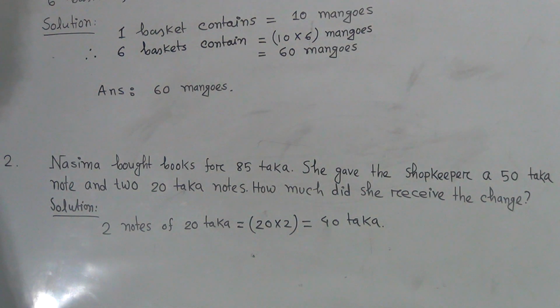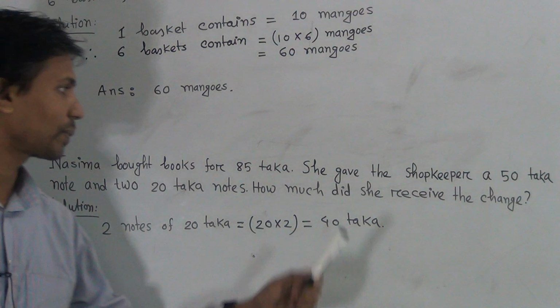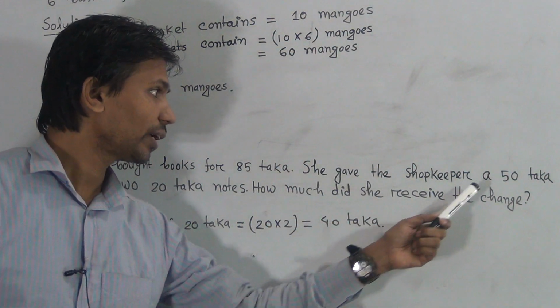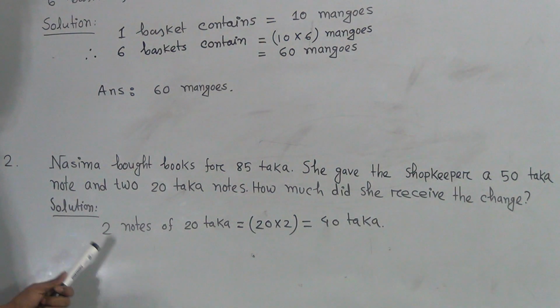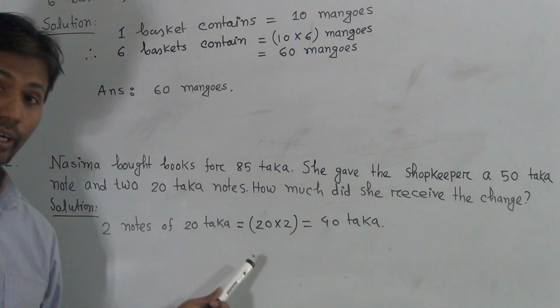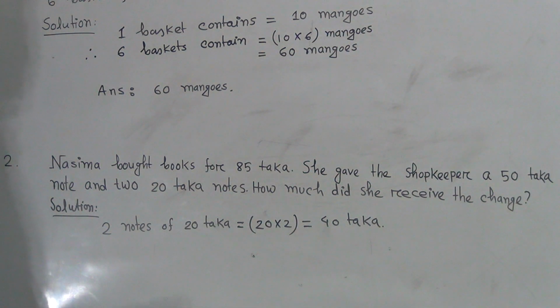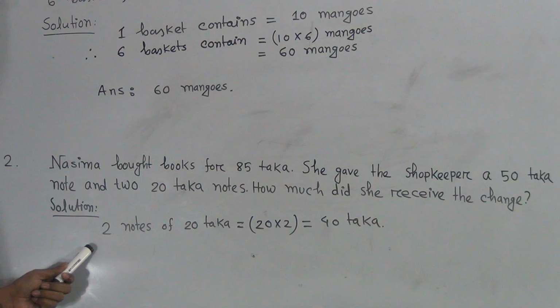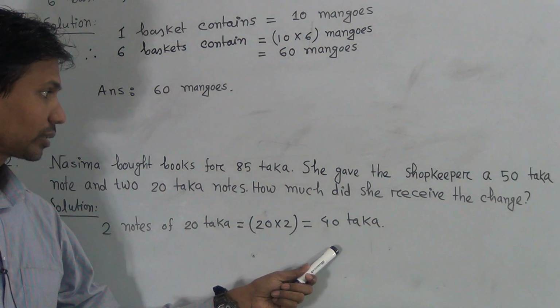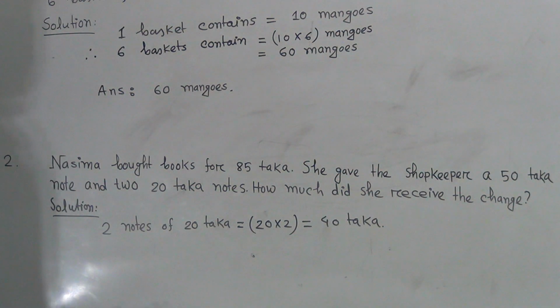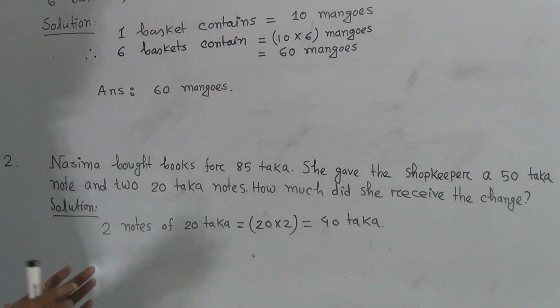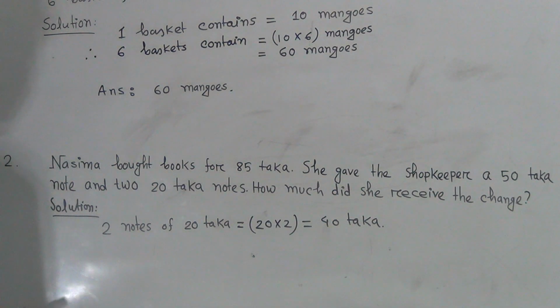Okay, dear student, you also look. She gave the shopkeeper a 50 taka note. That means she gave the shopkeeper not only the two notes of 20 taka, she also gave a 50 taka note. That means she gave the shopkeeper 40 taka and 50 taka. That means 40 plus 50 equal to what? 90 taka. Okay, now write.